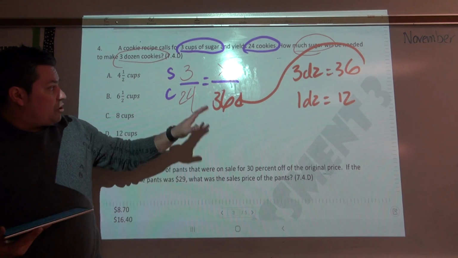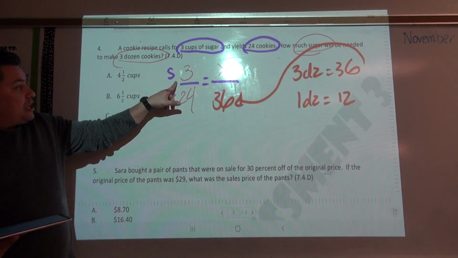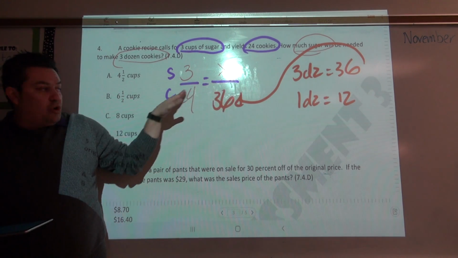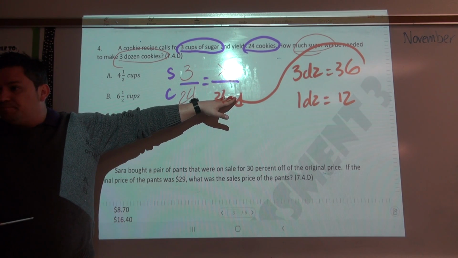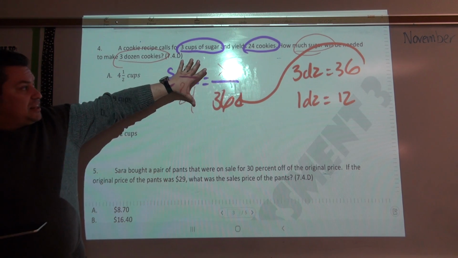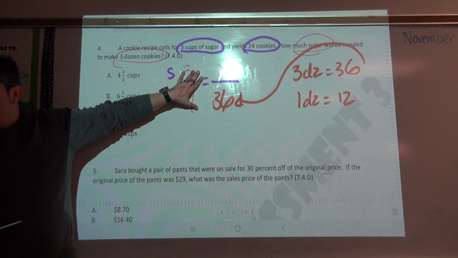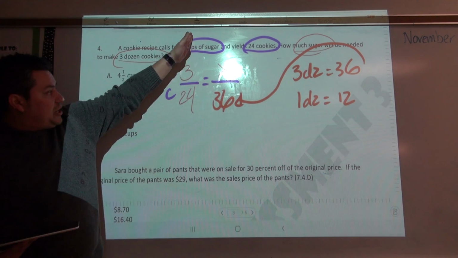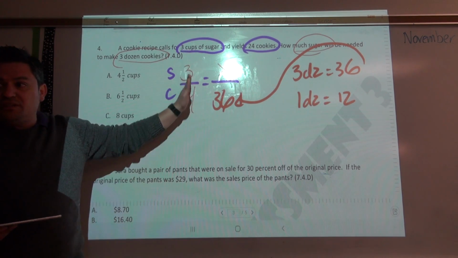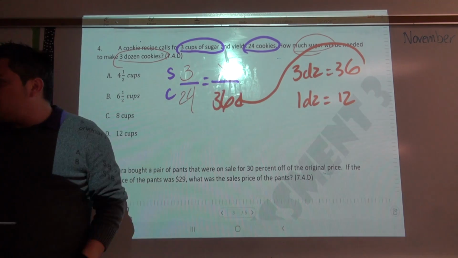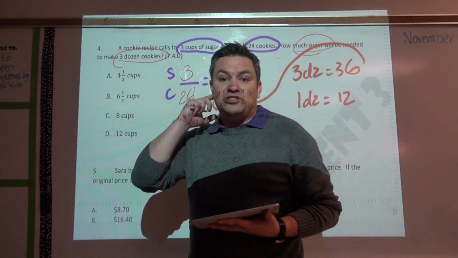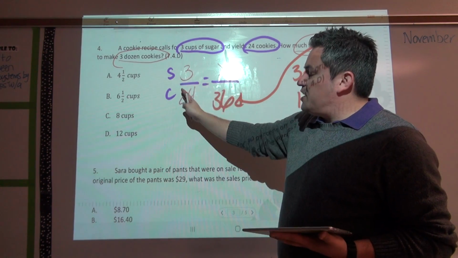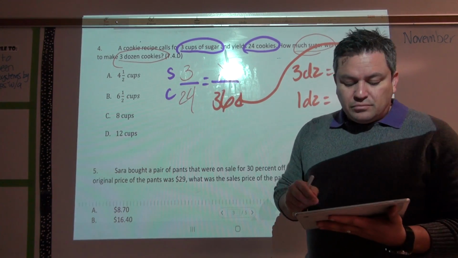So we set up our proportion. As long as you keep it consistent, sugar with sugar, cookies with cookies, you're going to be fine. Remember, you can write this 8 different ways, but as long as you keep it consistent, you're good. You can have the column with sugars and the other column with cookies. It doesn't matter, as long as you keep the ratios proportional. I like to keep it like this: first ratio, then the second ratio, okay?